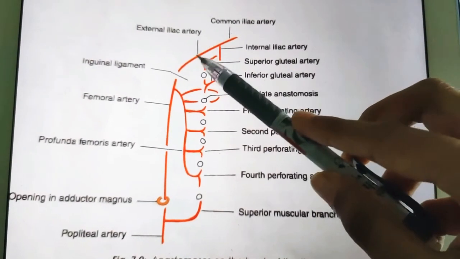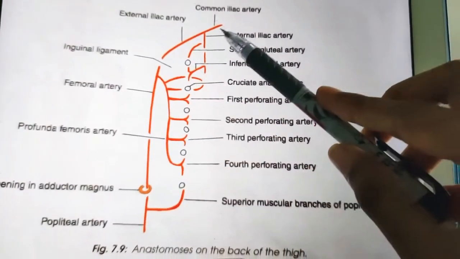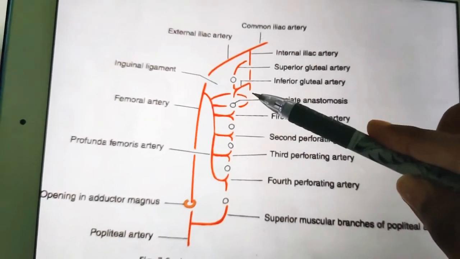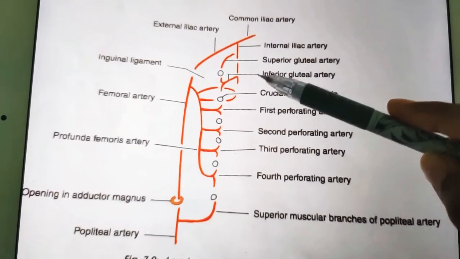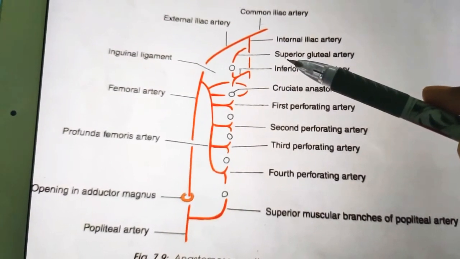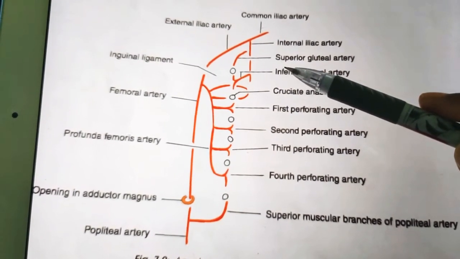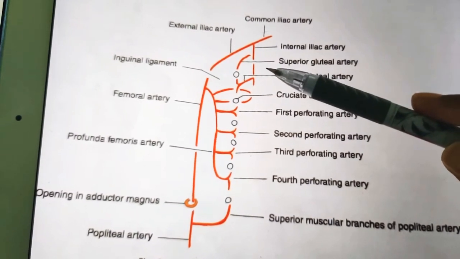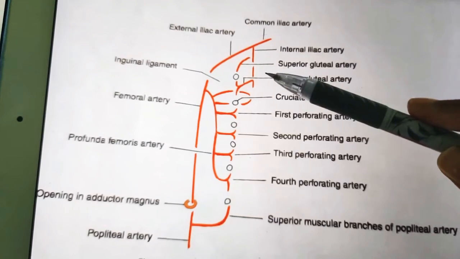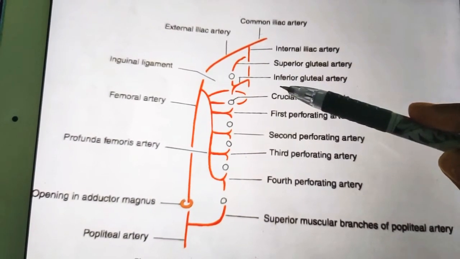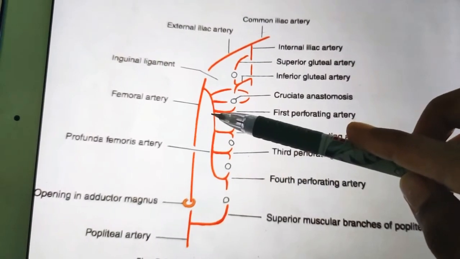So external iliac artery is continuous on this side like this, whereas internal iliac artery will give the superior gluteal artery and inferior gluteal artery, right? So what they mean to say is, thus from above downwards the gluteal arteries anastomose with each other and with circumflex femoral arteries. You see the superior gluteal, inferior gluteal are anastomosing with the femoral arteries.